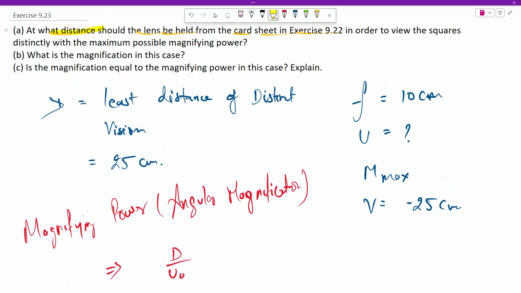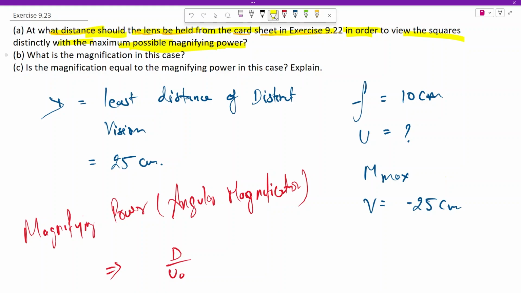The question says: at what distance would the lens be held from the card sheet in exercise 9.22 in order to view the squares distinctly with the maximum possible magnifying power. Now here it is asking what is the distance of the object from the previous question so that we can view the image properly with the maximum magnifying power.